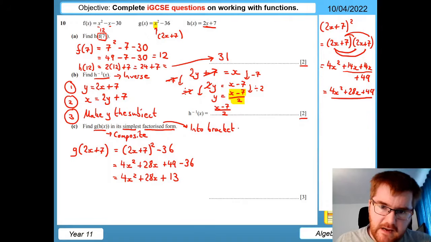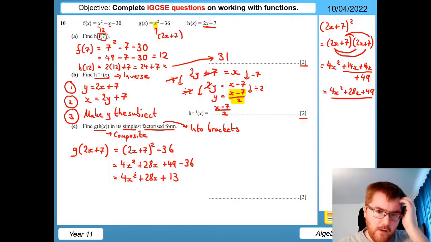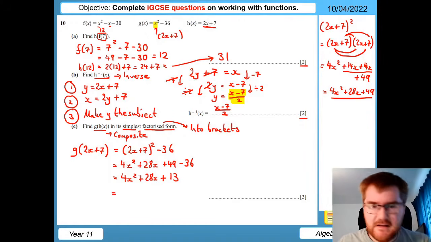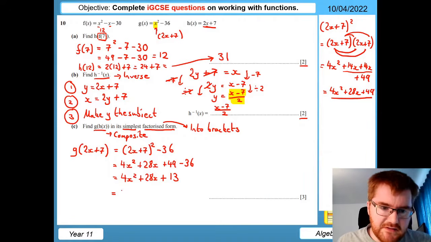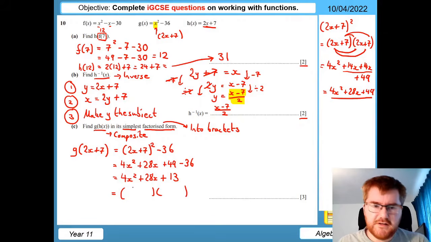So we need to think how we're going to put this into brackets. Well, because we've got a quadratic here with all the three terms, it's going to go into double brackets. And now we have to think about what's going to go inside them.